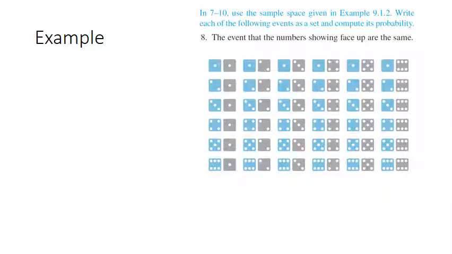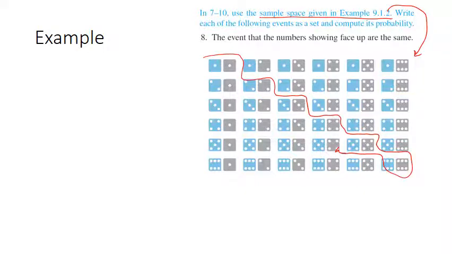So in 7 through 10, use the sample space given in example 9.1.2. That's just this table that I've put down here for you. Write each of the following events as a set and compute its probability. So number 8, the event that the numbers showing face up are the same. So I'm just going to circle those for you. So it's these ones. So it's those 6 right there.